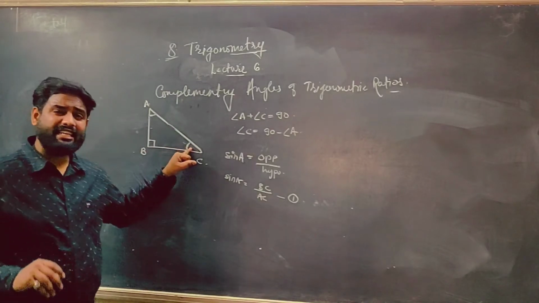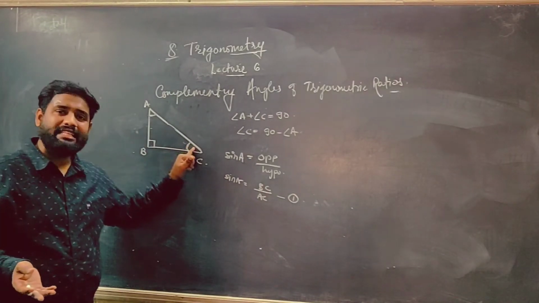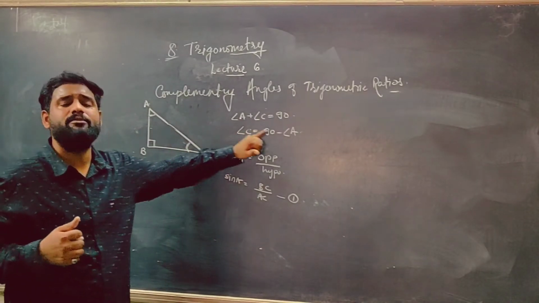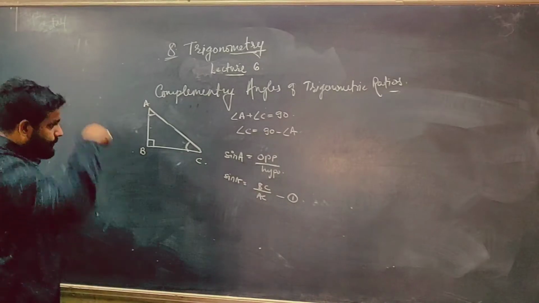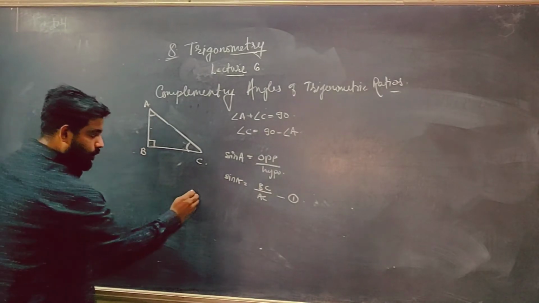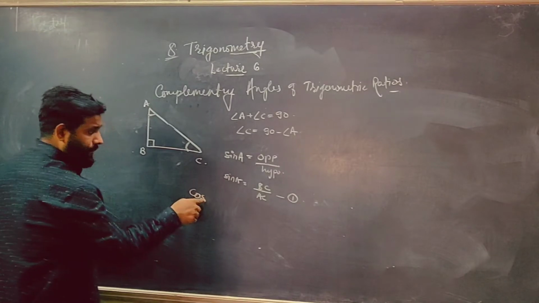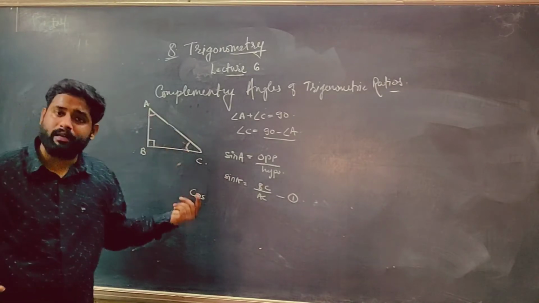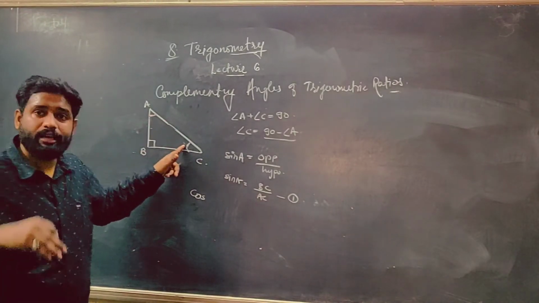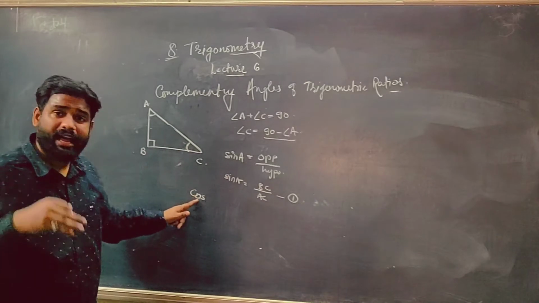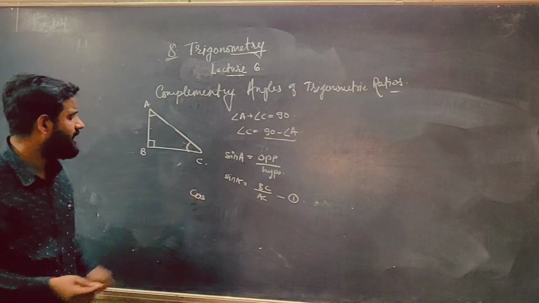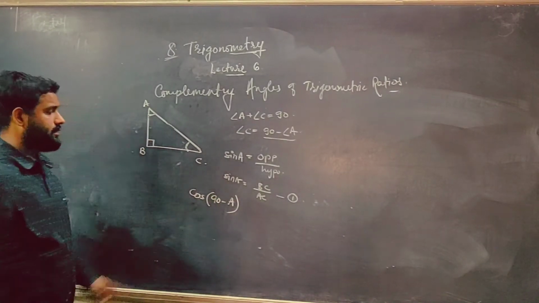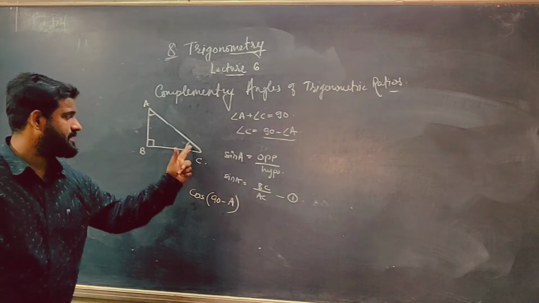Now I want to derive something, so I will take angle C. But now I don't use angle C directly; I have to use angle C in terms of angle A only. So suppose I want to find out cos C. But instead of C, I will use 90 minus A because I know that angle A plus angle C will give me 90. So in place of writing cos C, I can write cos of 90 minus A. Ultimately, it is cos C only.